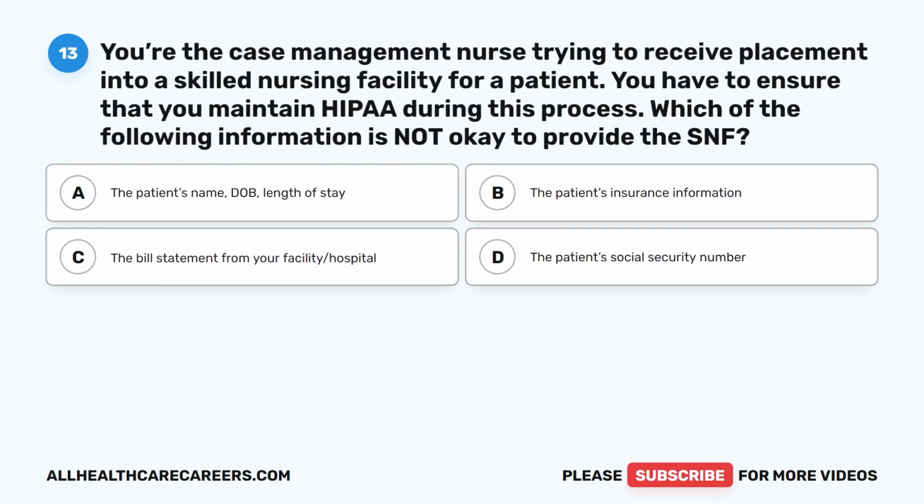Question 13. You're the case management nurse trying to receive placement into a skilled nursing facility for a patient. You have to ensure that you maintain HIPAA during this process. Which of the following information is not okay to provide the SNF?